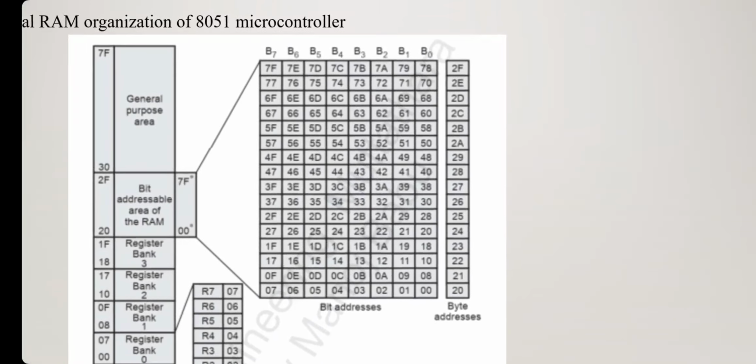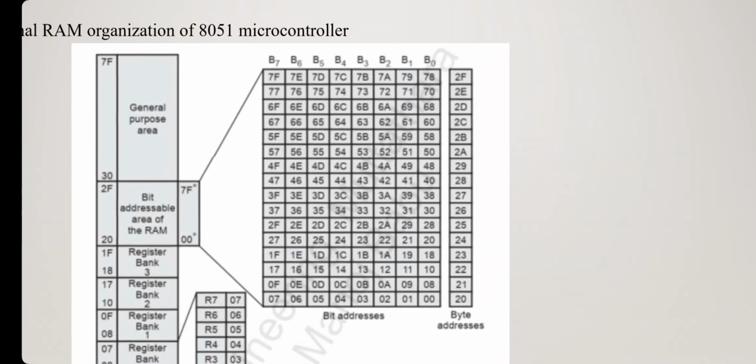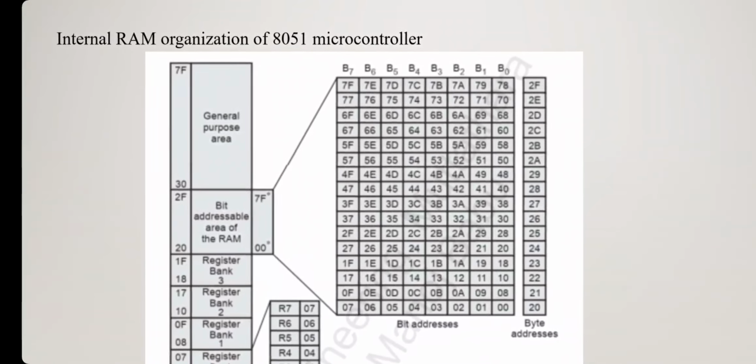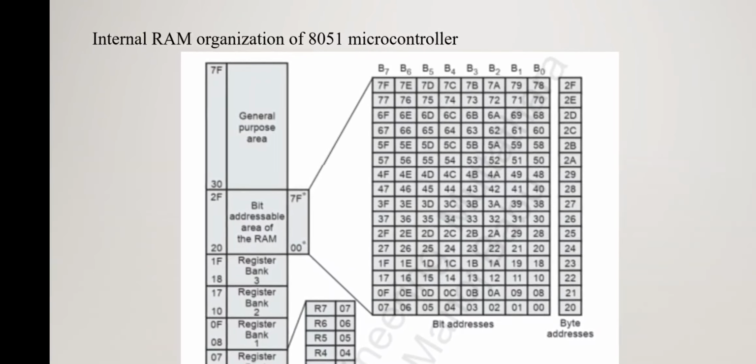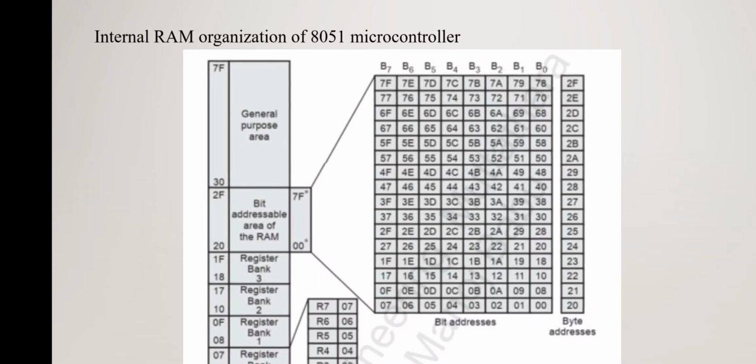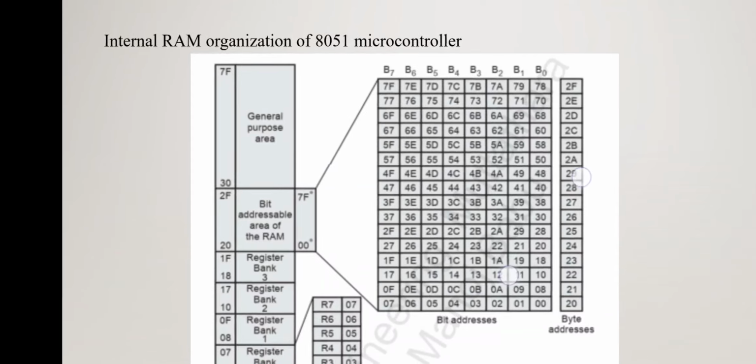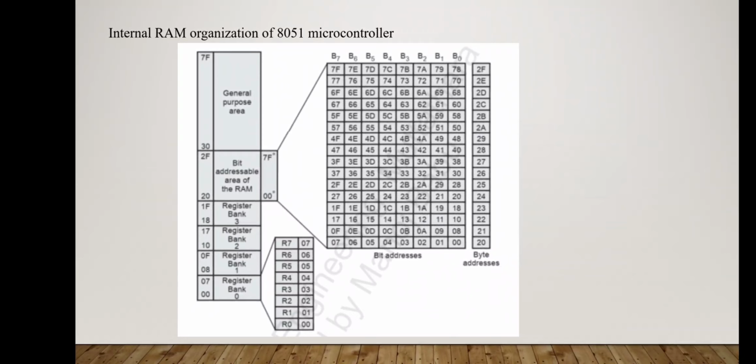So this is the bit addressable area of RAM. This is the byte addressable area of this section. Okay, so we have 00 to 7F, that is 128 bytes. Remaining, that is after 2F we have 30. Remaining addresses up to 7F we have the general purpose area or scratch pad area, which has 80 bytes. So this is the internal RAM architecture of the 8051 microcontroller. So this is very important.